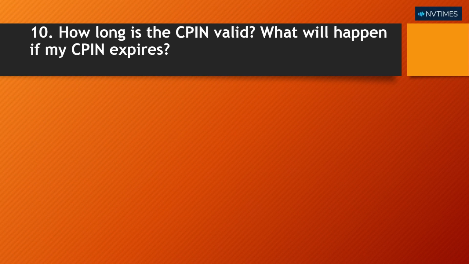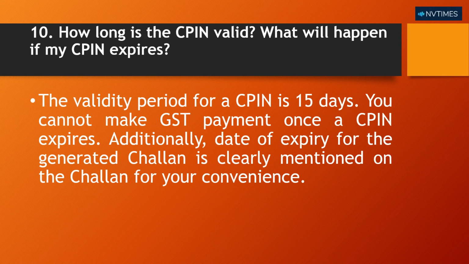How long is the CPIN valid? What will happen if my CPIN expires? The validity period for a CPIN is 15 days. You cannot make GST payments once a CPIN expires. Additionally, the date of expiry for the generated challan is clearly mentioned on the challan for your convenience.